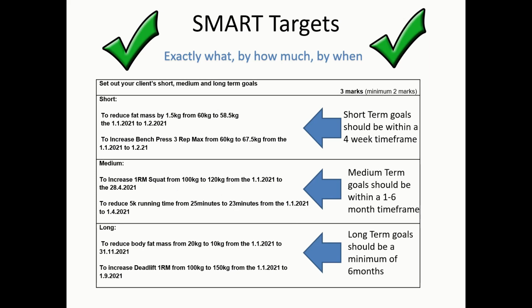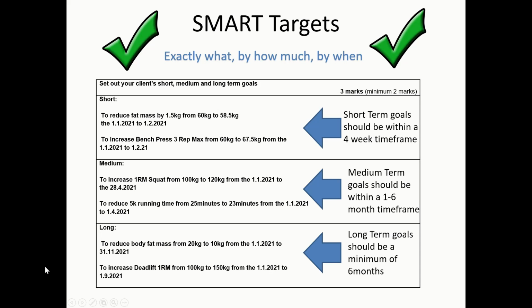And finally, the long-term goals for your client. These should be a minimum of 6 months, and of course they can be longer than that if you so wish. And you can see that the long-term goals, again, from the examples that we've given, are matching the 3 questions: exactly what, by how much, and by when.